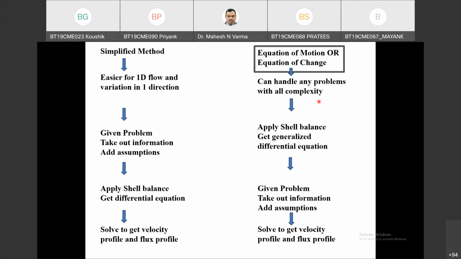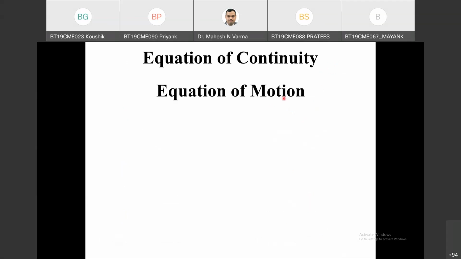So before starting equation of change, we need some additional information. Equation of continuity, we have used this equation of continuity a couple of times. Today we'll discuss this equation of continuity, and then we'll discuss equation of motion. We'll start with equation of continuity, and then we'll move on to equation of motion.